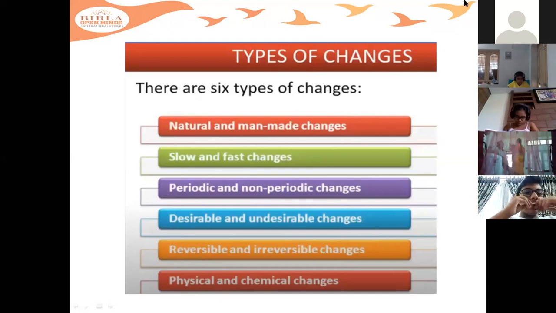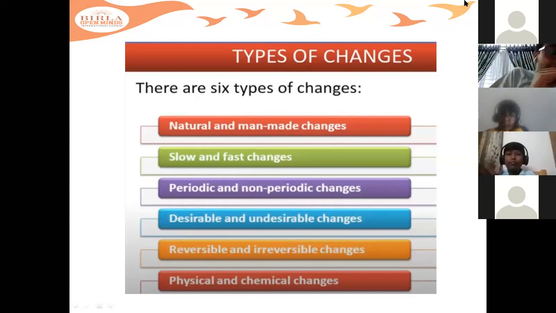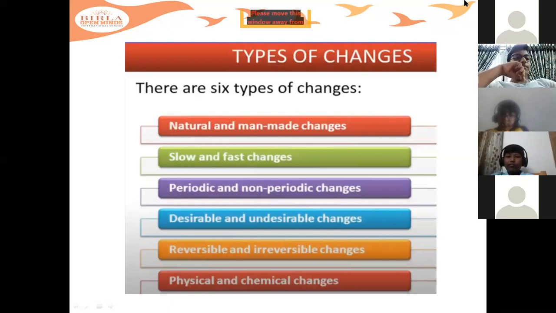Ma'am, moving of a train also. Yes, even train timings will be changing. So these are man-made. Ma'am, if the train is at 1, we will change the timing to 3. Yes. Okay. Yes, Ashwin.